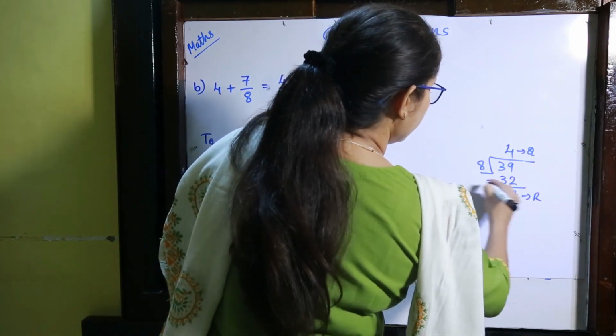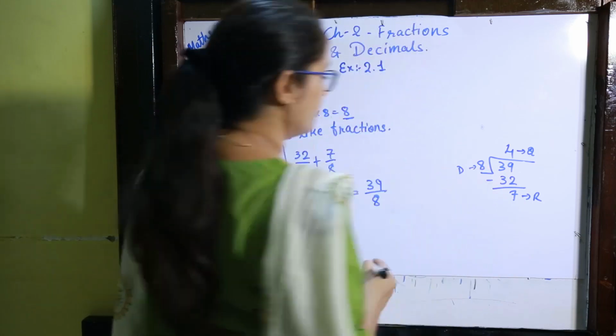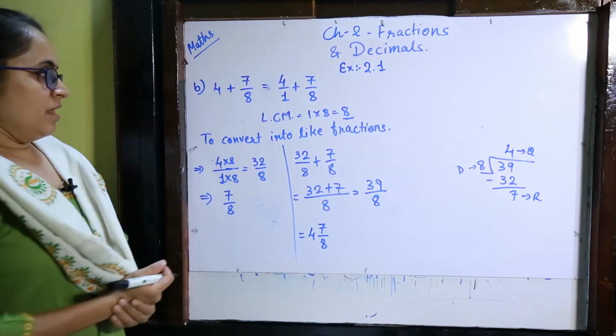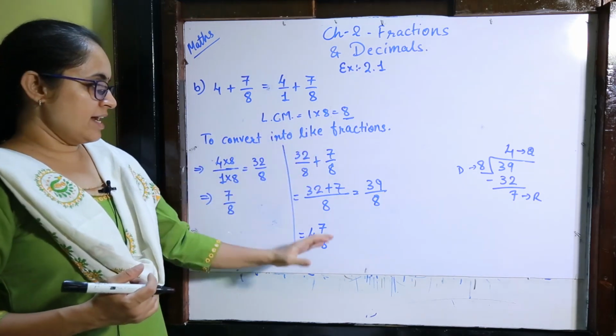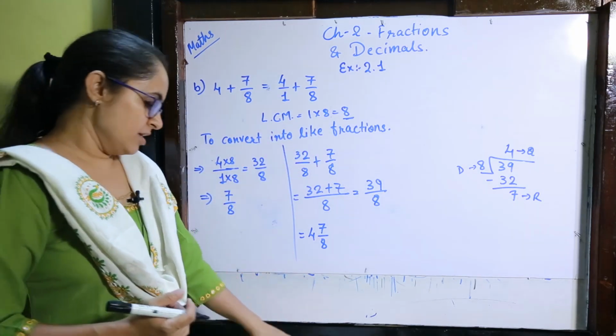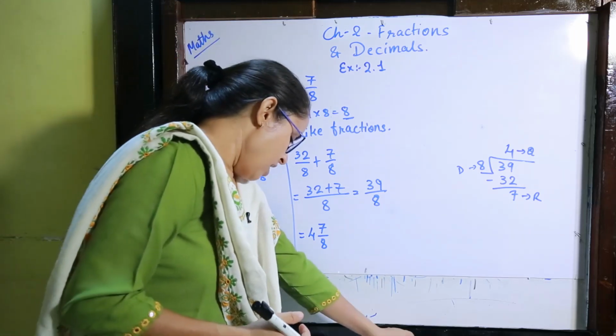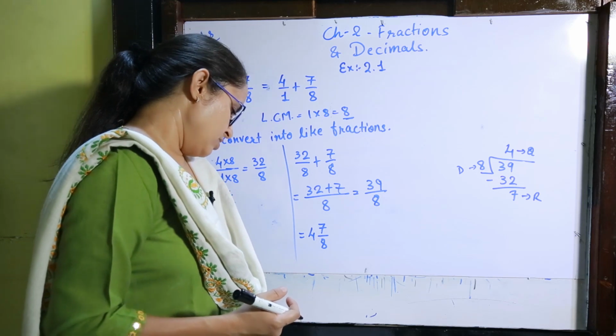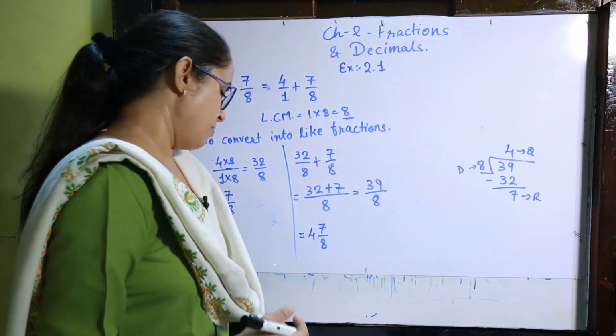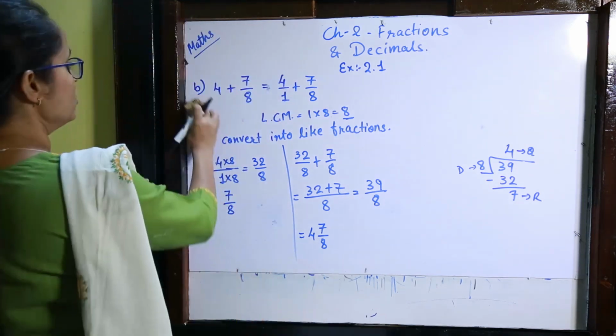So here the second question is done. Now I have already taught you how you have to convert it into mixed number, how you have to convert it into like fraction and how you have to find out the LCM. Now the third one, 3 upon 5 plus 2 upon 7. Let us do that also.